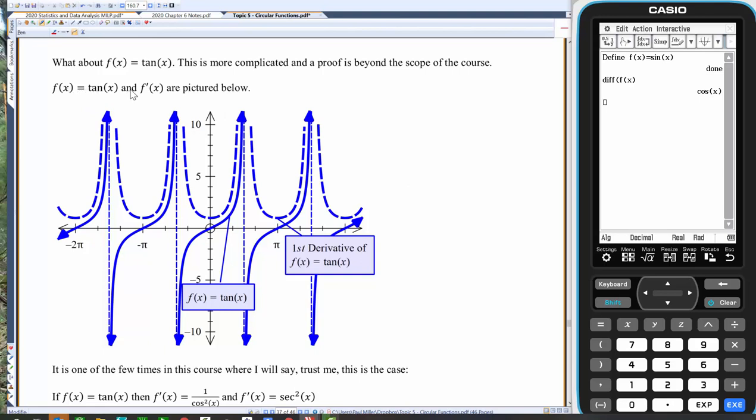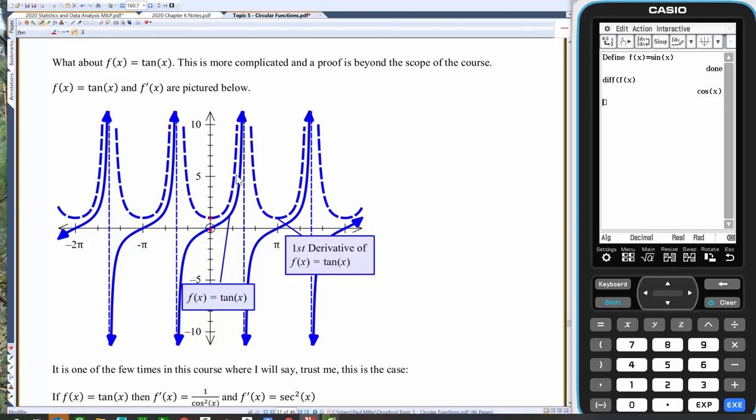f of x equals tan x and f dash x are below. So this is tan x here, this solid line, and its derivative is this line here. And again, the derivative is going to be asymptotic. So if we see here, we've got this inflection point here with tan, and notice that that's not a stationary point of inflection because the gradient there is equal to 1.